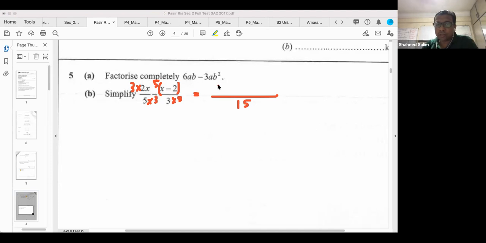3 times 2, 6x. Now this one is 5 times x, 5x. Minus 5 times x is minus 5x. Minus 5 times minus 2 is plus 10. So now 6x minus 5x is 1x. x plus 10 over 15.